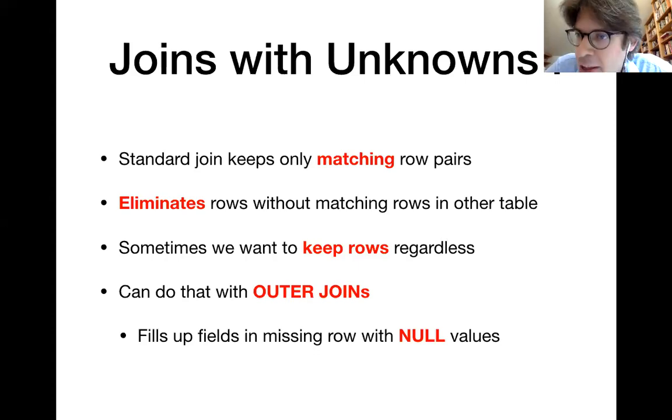And this is where null values come into play, because those outer joins will fill in the values for rows without matching rows in the other tables. They will fill in those missing values with null values again. So if you have those students who haven't enrolled into any courses yet, then the course ID in the corresponding join result will be set to the null value.